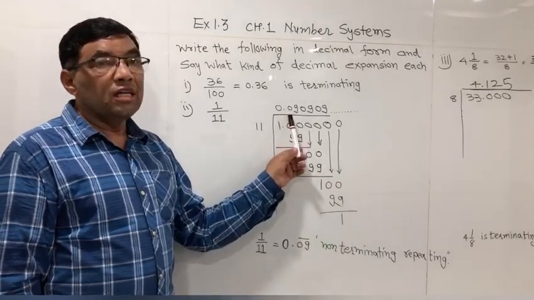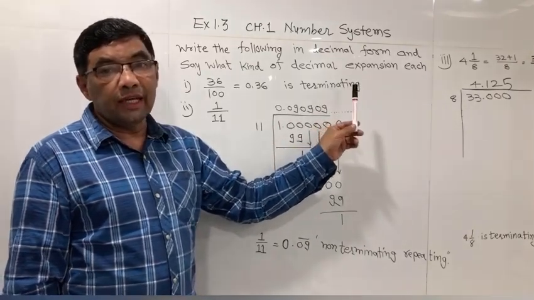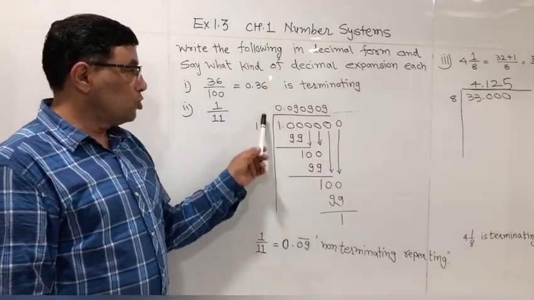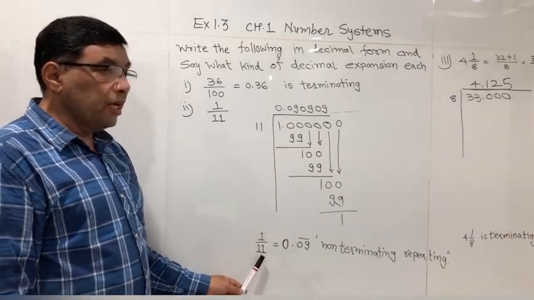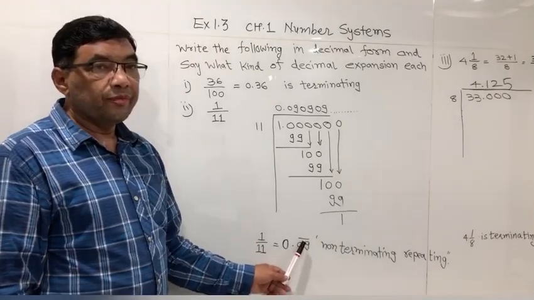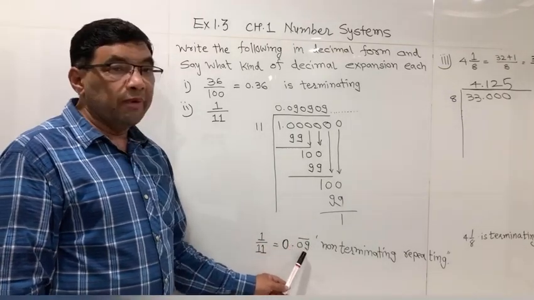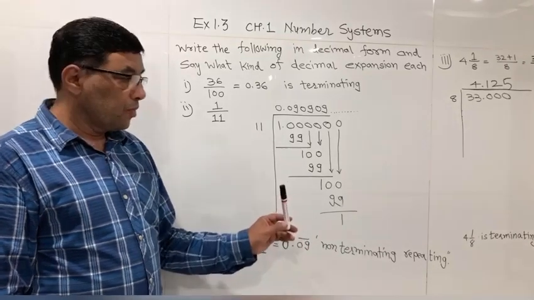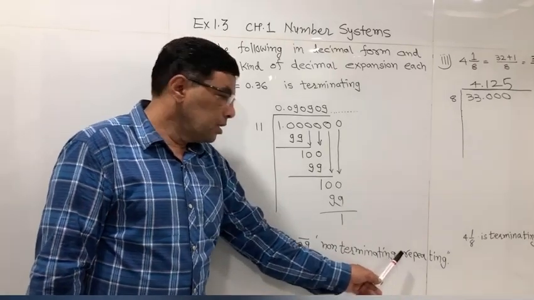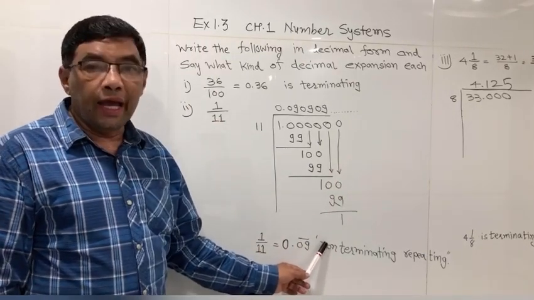So the answer coming is 0.09090909 and so on, means up to infinity it goes. So 1 divided by 11 we write as 0.09 and over that we apply the symbol of a bar. 0.09 bar means 09 is repeating. So what type is it? Non-terminating repeating. So this division is non-terminating and repeating.